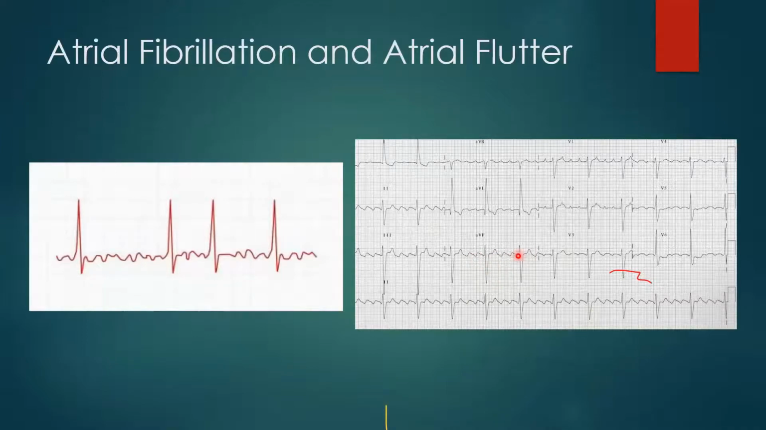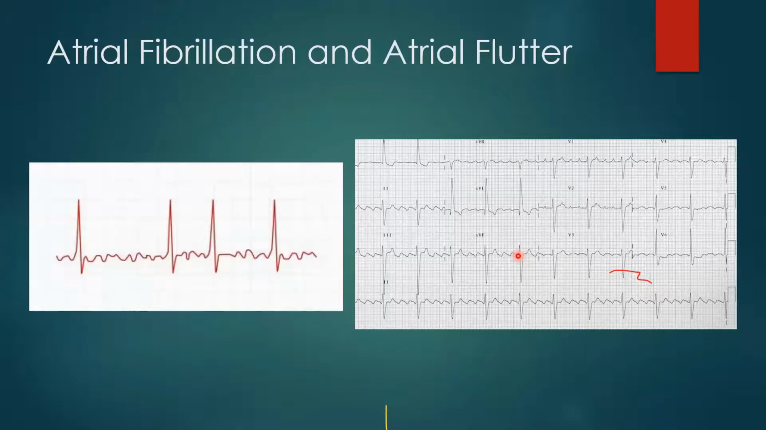So I think I had that backwards. It's 3 atrial beats to 1 ventricular beat, right? Did I have that backwards? I think I had it backwards the first time. Yeah, it's 3 atrial beats to 1 ventricular beat. Sorry, I had that backwards.